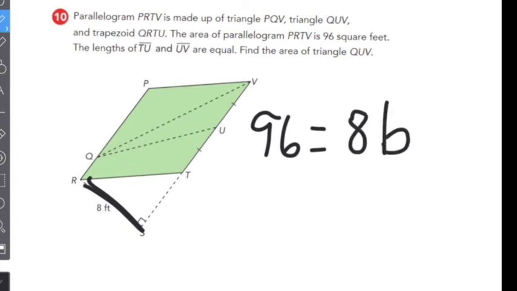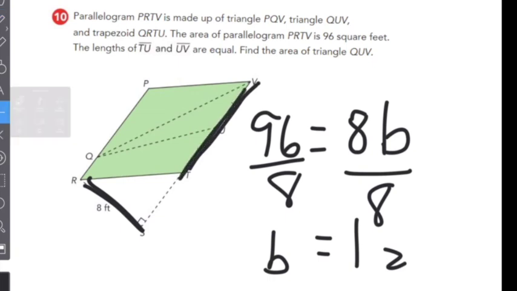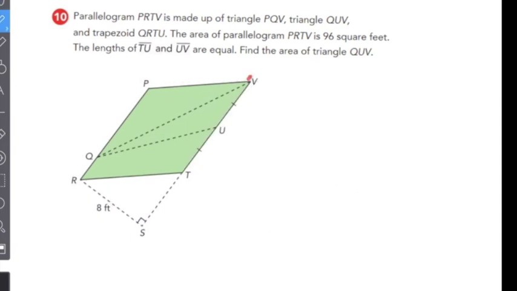I don't know what the base is right here, so I'm going to figure that out right now. If I divide by 8, the base is going to equal 12. So the base right here is 12. Let me go back. This is 12 right here. If that's 12, I see that TU and UZ are equal. If they're equal, each one of those is 6. Let me just erase this. So I know this is 6 and this is 6.